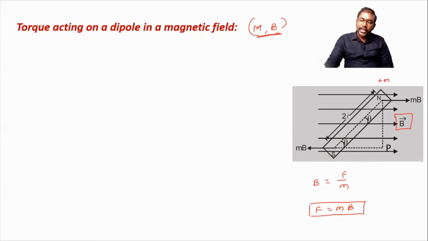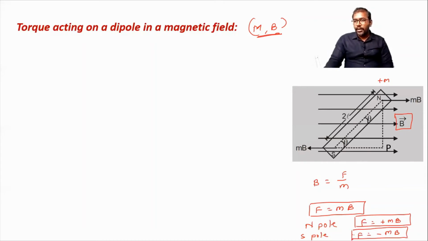So the force acting on the N pole is plus MB. For the S pole, the pole strength is minus M, so the force is minus MB. Here I can show both the forces in a diagram. Plus MB means I show it in the direction of the magnetic field, and minus MB means I show it in the opposite direction to B.